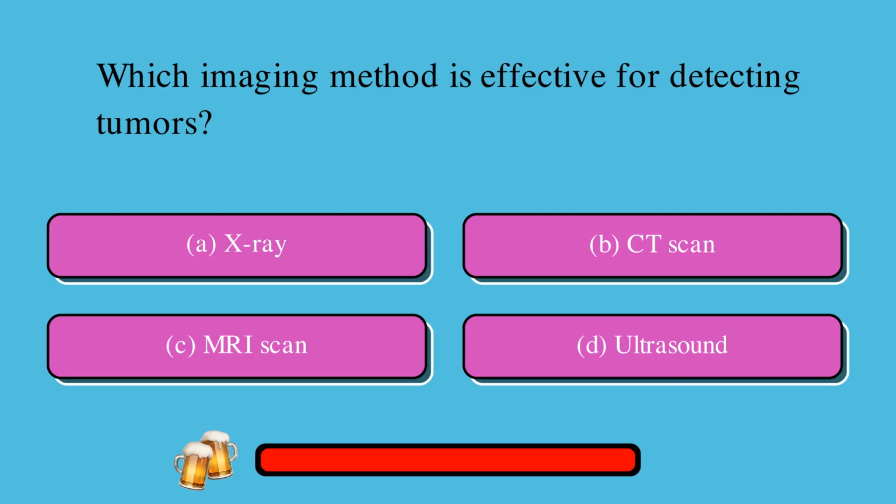Which imaging method is effective for detecting tumors? A. X-ray, or B. CT scan, or C. MRI scan, or D. Ultrasound. The correct answer is B. CT scan.